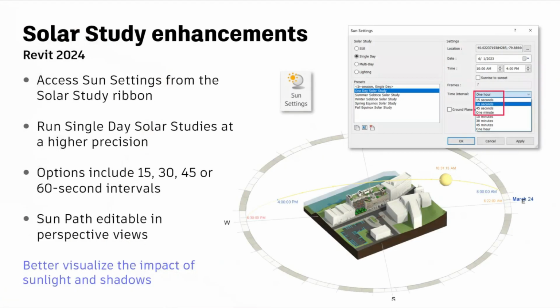With our simulation tools, we did a bit with the solar study enhancements in 2023. We've gone a little bit further with this, so you can now access the sun settings dialog box directly within the ribbon. Smaller time intervals, measured in seconds, are now available for more accurate single-day solar analysis studies. The shadow studies have higher precision, working to 15, 30, 45, or 60-second intervals. All you need to do is drag the sun along its path when you're in the perspective view.